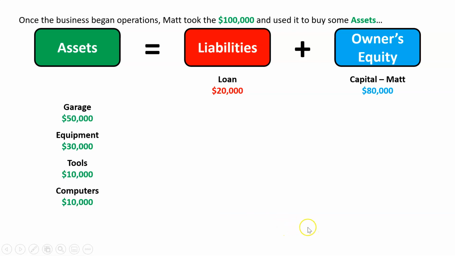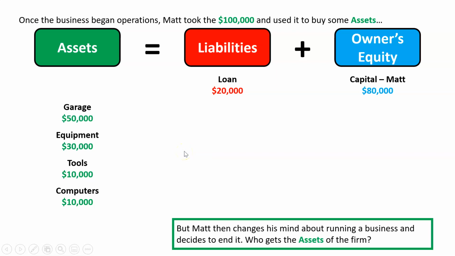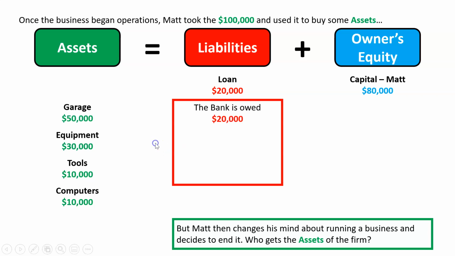So now the business has several assets. They still all come to $100,000. But now, let's just say Matt changes his mind and says, I don't want to run a business anymore. I'm going to wind it up. I'm going to end it. Well, what happens when a business ends? Its assets need to get distributed. Who do they get distributed to? Well, the first group of people that it'll get distributed to are the people that the business owes money to.